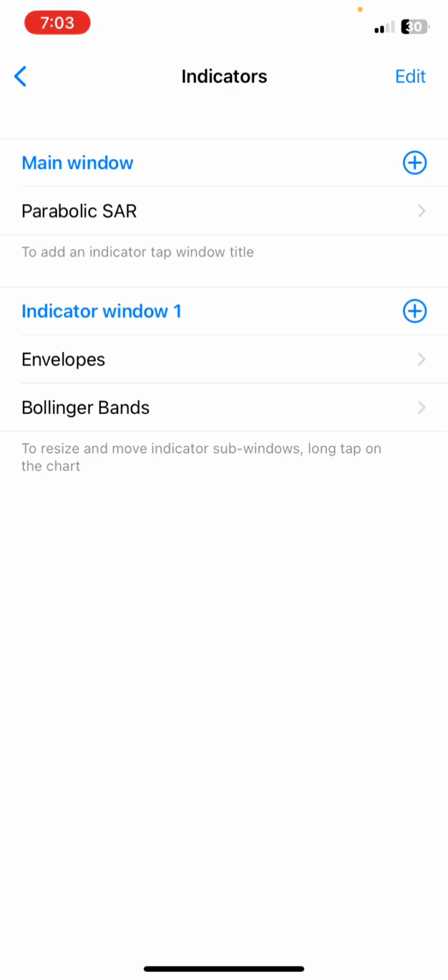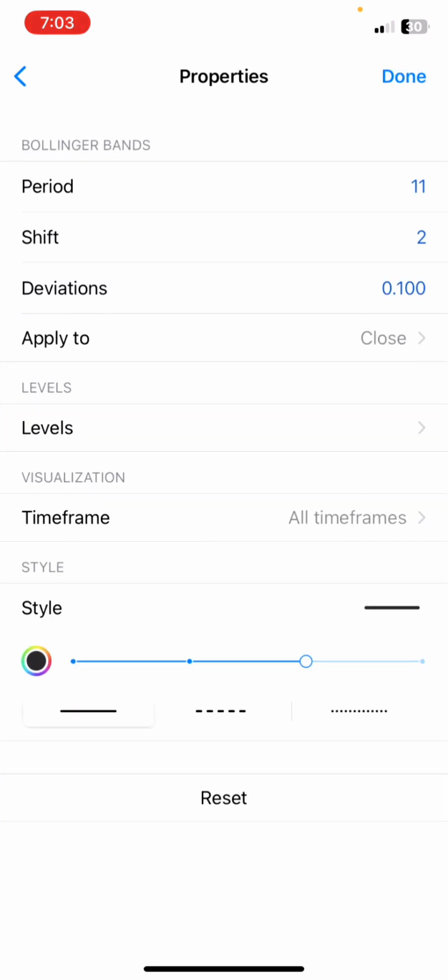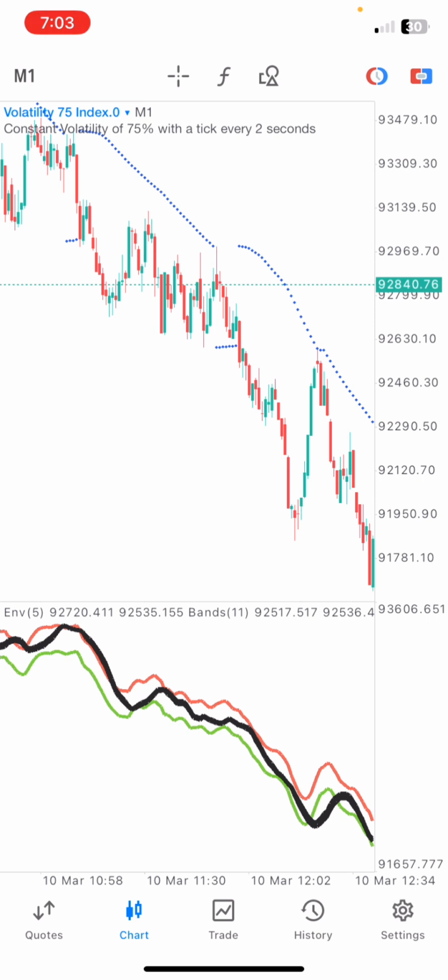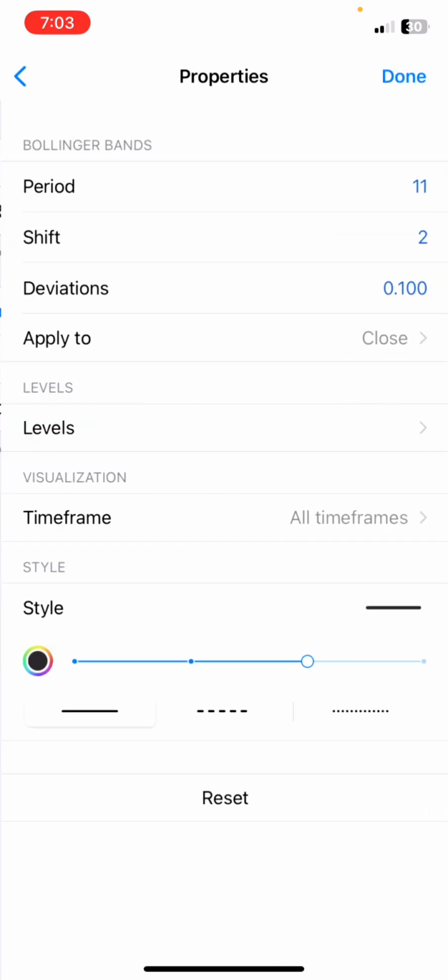Now for the last indicator, which is going to be the Bollinger Bands, the period is 11, shift is 2, the deviation is 0.100, apply to close, and this time I'm using the black color, or use the color of your choice. So click on done when you set it up, and this is what your chart is going to look like.